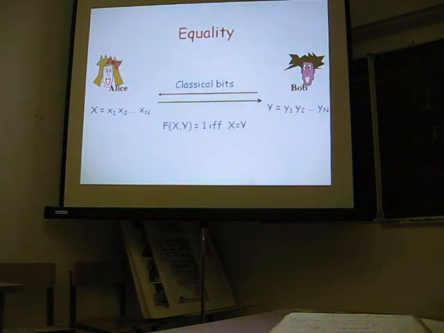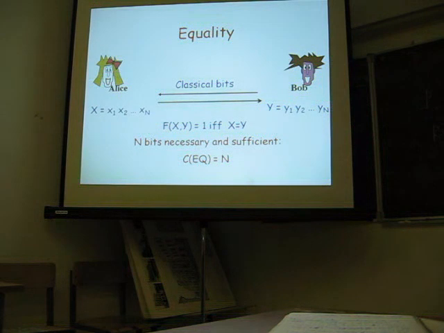For example, the first problem that comes to mind is this equality problem, where Alice and Bob want to know whether the two inputs they have are the same or not. And it's fairly easy to show that you need n bits, and I already showed you that you can certainly do it in n bits, if again we want to be deterministic, we don't want to make an error. But quantum algorithms are necessarily randomized, that is, they necessarily will have some errors.